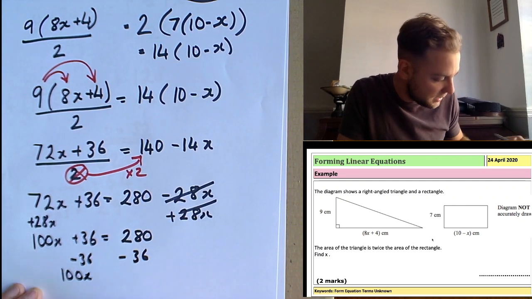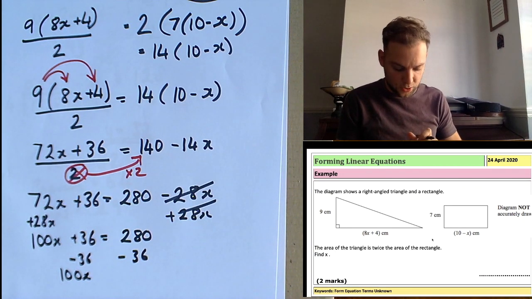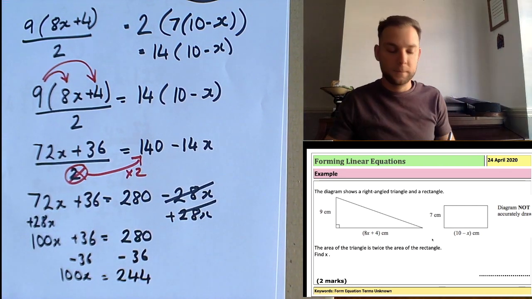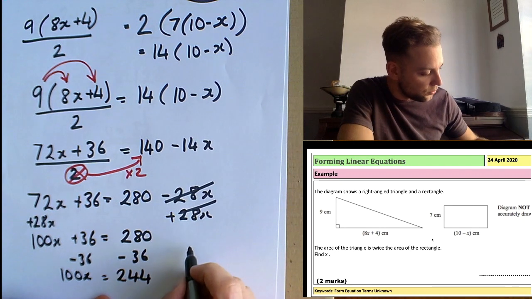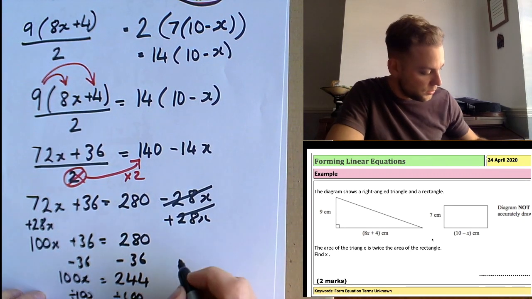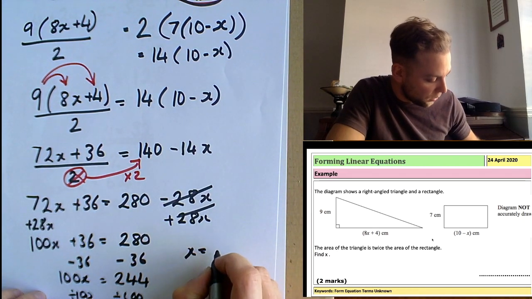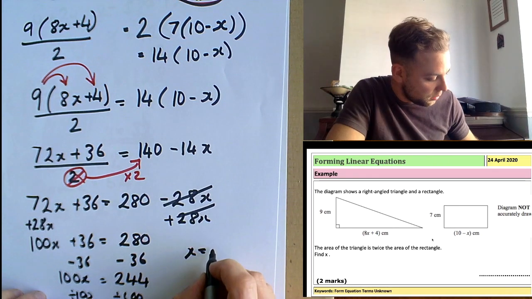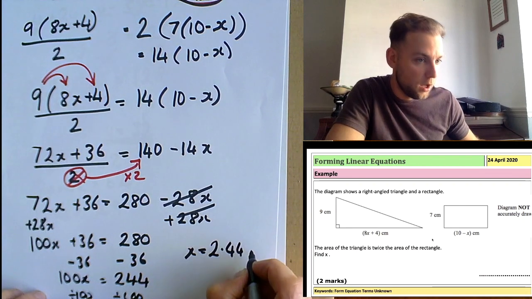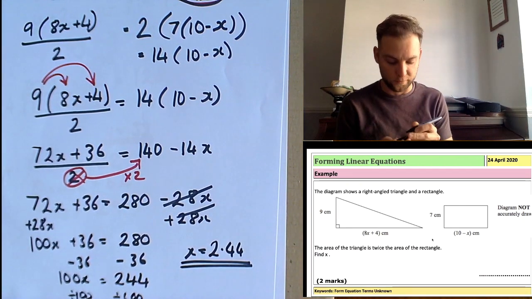100x is going to be equal to 280 minus the 36, which is equal to 244. Last little stage, divide by 100. So divide by 100, divide by 100. So x is equal to 244 divided by 100, which is 2.44. Centimetres are on that one, aren't they? So x is equal to 2.44.